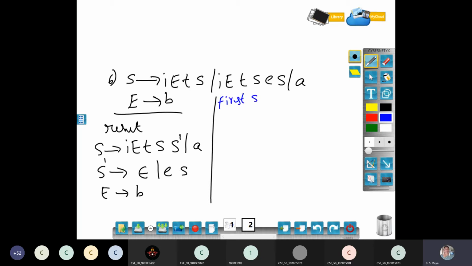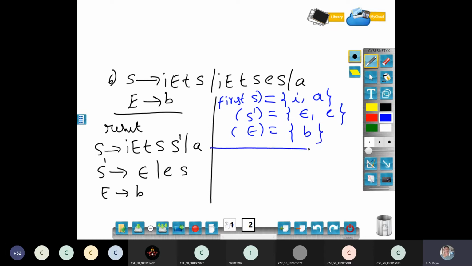You wrote it in the classwork. Can you tell me what is the first set of S? First set of S' is e, comma, epsilon. First set of S is i, comma, a. First set of E is b. Any doubt in these steps? Let me go for follow.